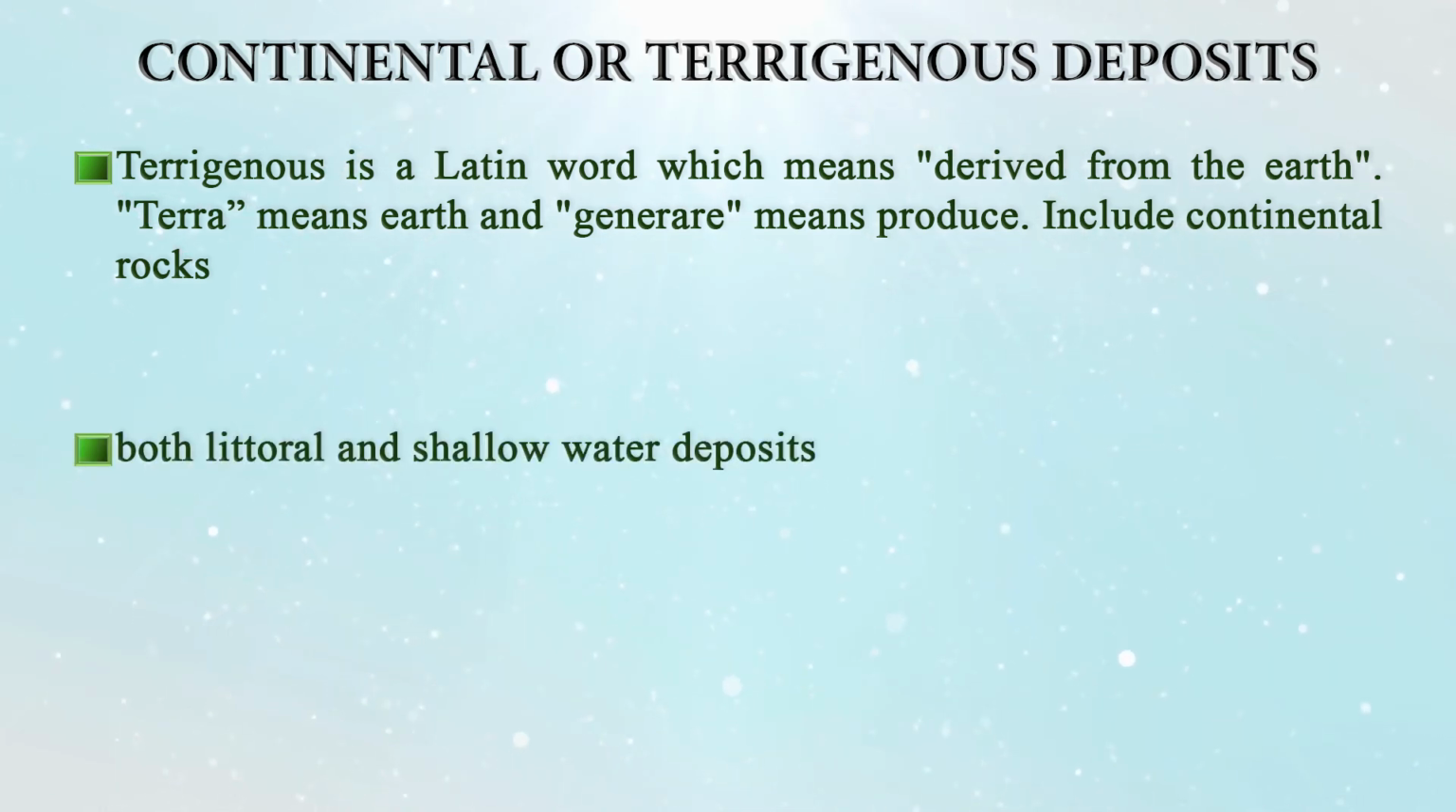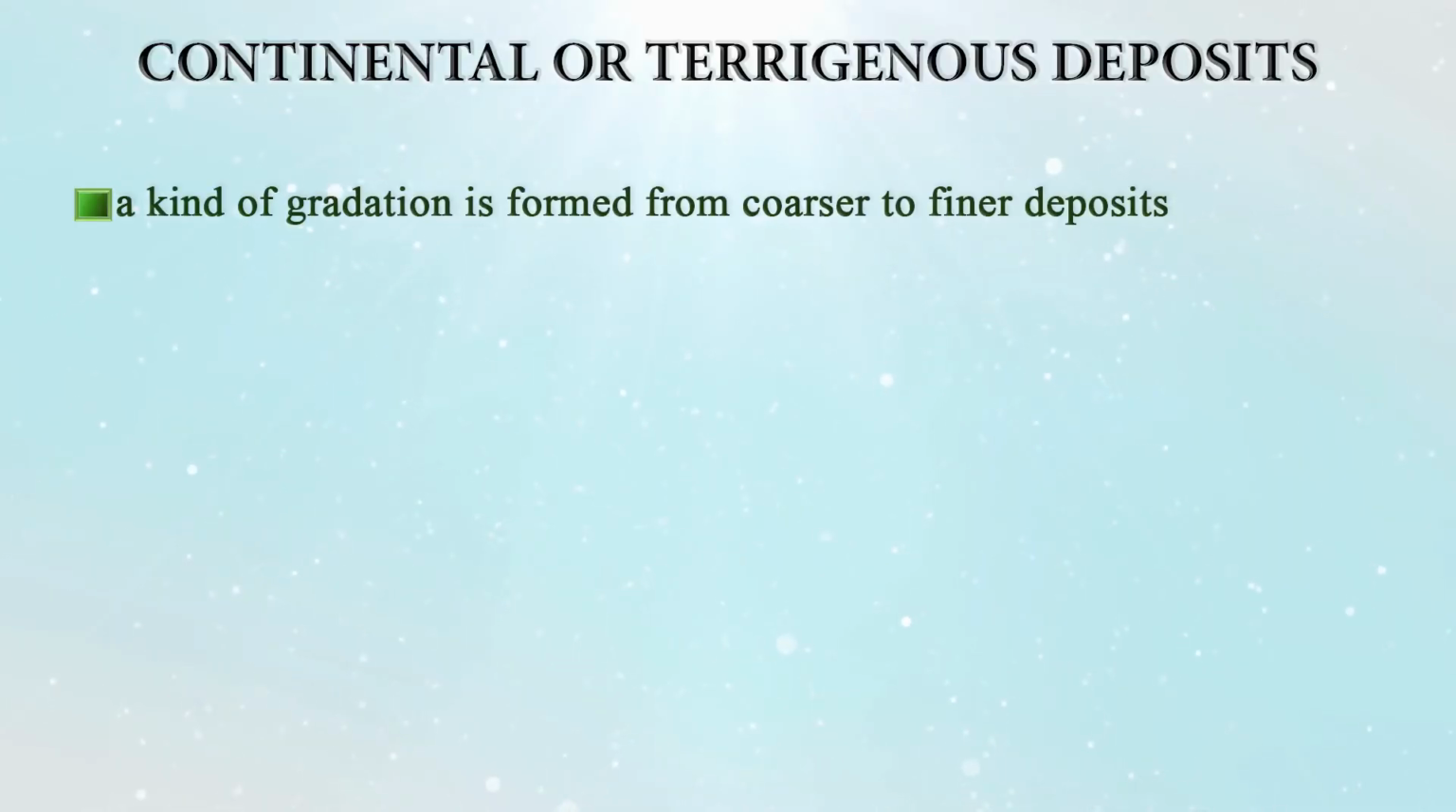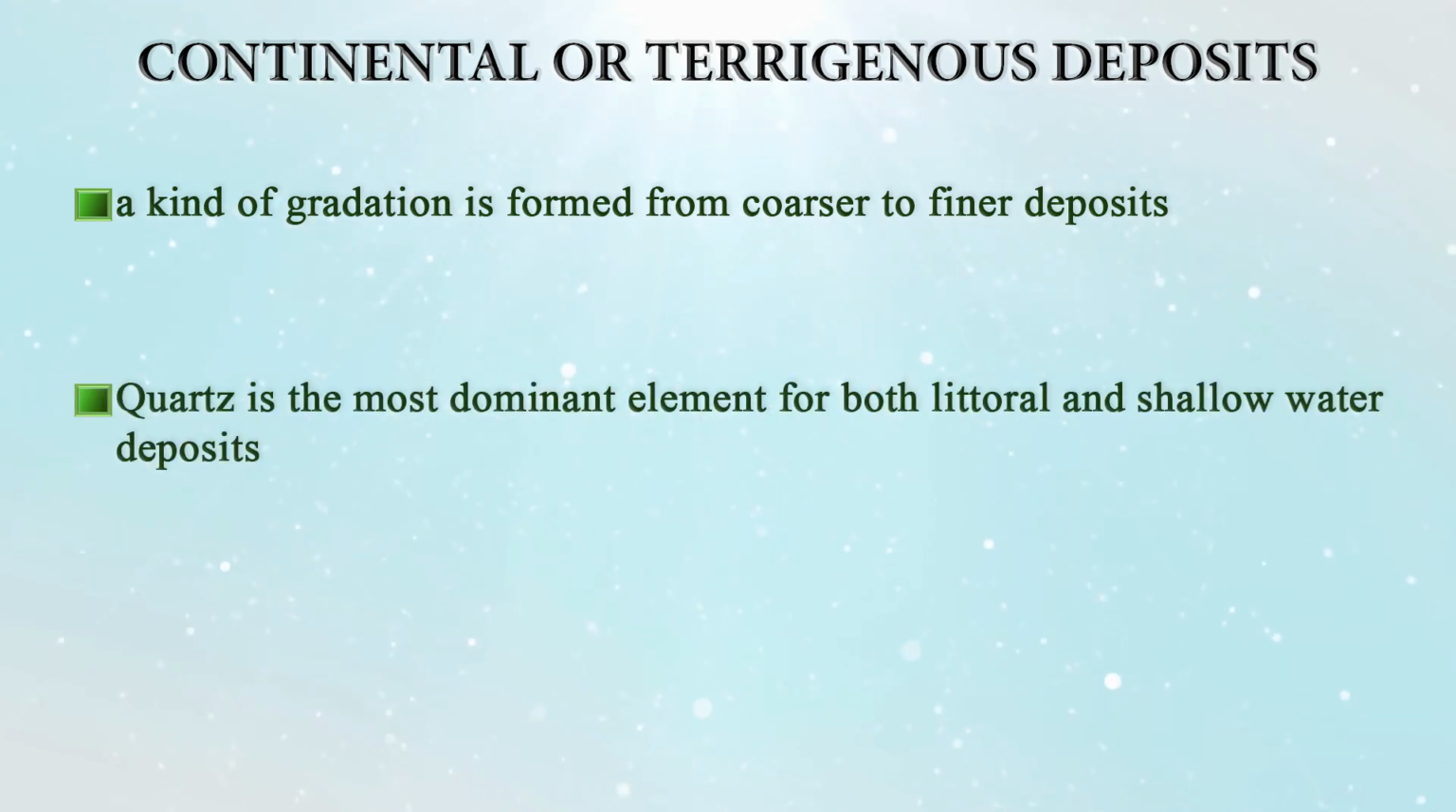It consists of both littoral and shallow water deposits, and there is also a kind of gradation in these deposits. As you know, there are coarser to finer deposits. The coarser ones are deposited near to the coast and the finer ones are deposited at greater depths into the ocean area. Can you reason out why? Because the carrying capacity of the waves decreases, so the coarser ones or the heavier ones are deposited only near to the coast. So a kind of gradation is formed from coarser to finer deposits. And quartz is the most dominant element for both littoral and shallow water deposits.